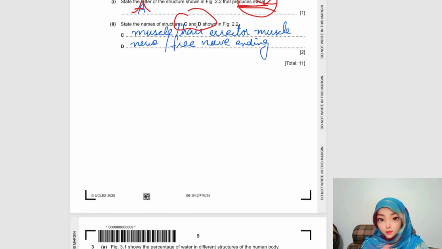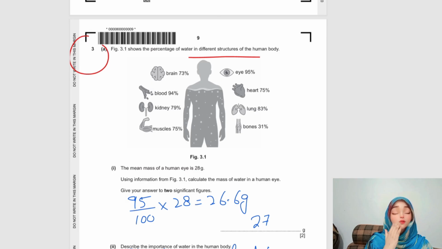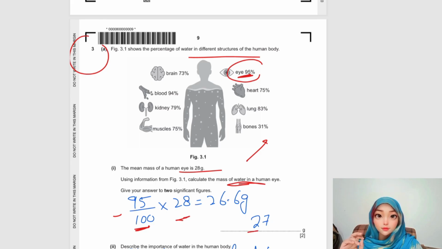Okay, now let's move on to question number 3 here. This is the percentage of water in different parts of the human body. Water is really essential for your body, and every organ requires a different percentage of water. For instance, the eye is 95% water. The mass of the human eye is 28 grams. Use the info to calculate the mass of the water. So the percentage for the eye is 95%. We divide the percent by 100 and multiply by the mass, then we obtain 27.